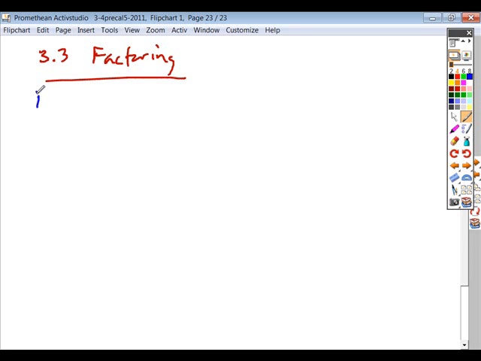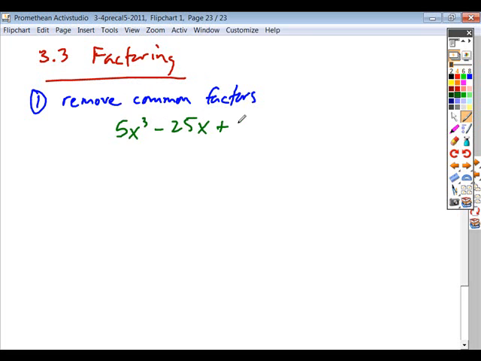Always when you look to factor, which means taking a polynomial and rewriting it as a product of factors, always look to remove common factors first. Okay, so if you're looking to factor something, what you always want to do is just look to see, are there any common factors that you can remove from every term?